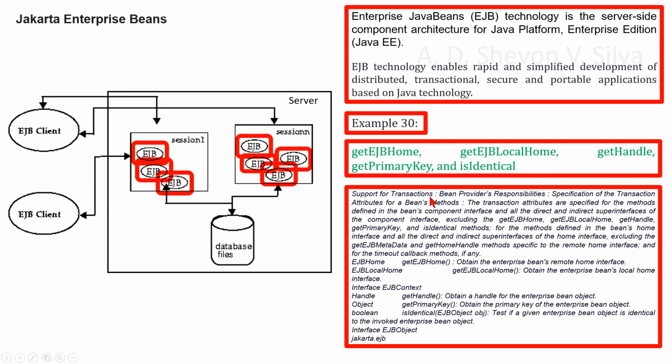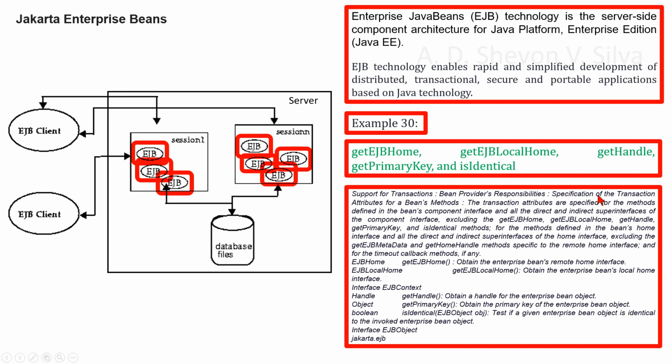Here get EJB home obtains the enterprise bean's remote home interface. Get EJB local home obtains the enterprise bean's local home interface. Get handle obtains a handle for the enterprise bean object, and get primary key obtains the primary key of the enterprise bean object. Is identical tests if the given enterprise bean object is identical to the invoked enterprise bean object. These are in the interface EJB object in the package Jakarta.ejb.